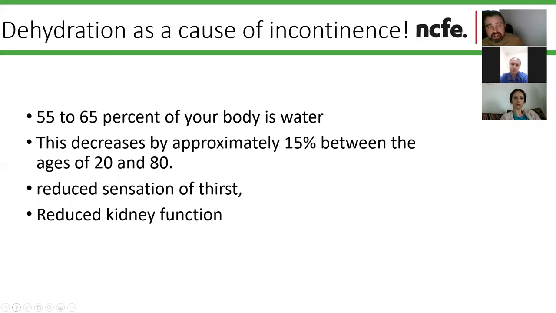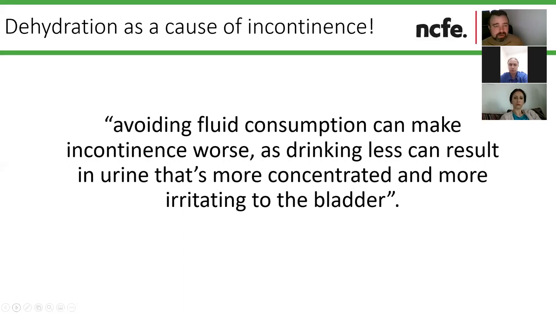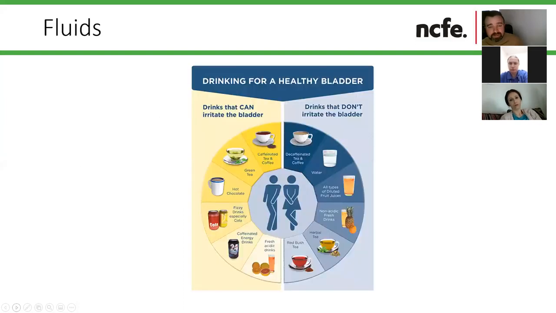Dexterity issues, and obviously dehydration. We're looking at between 55 and 65% of your body being water, and it decreases by approximately 15% between the ages of 20 and 80. You get a reduction in the sensation of thirst, so that's why people dehydrate, because they don't get that sensation. You also start to get a reduction in kidney function, so if you are constantly passing dark urine, that would be an indication of kidney problems. Avoiding fluid consumption can make incontinence worse, as drinking less can result in urine being more concentrated and more irritating to the bladder.